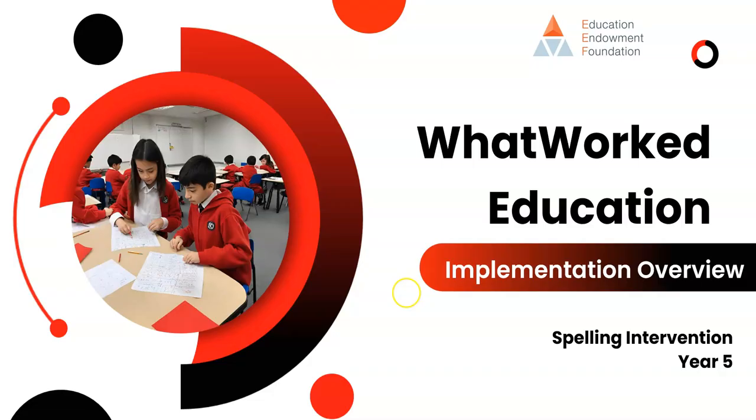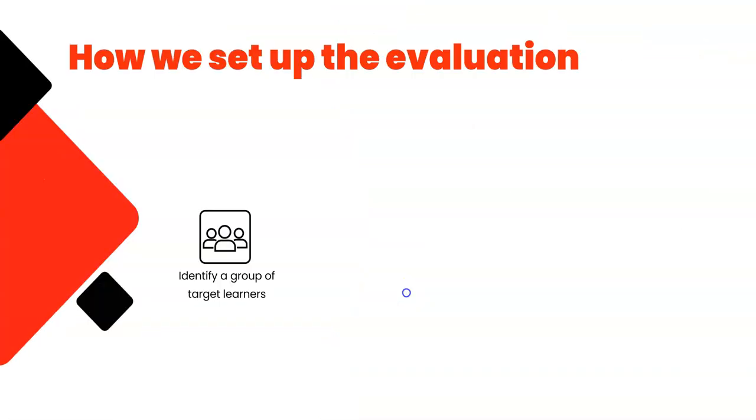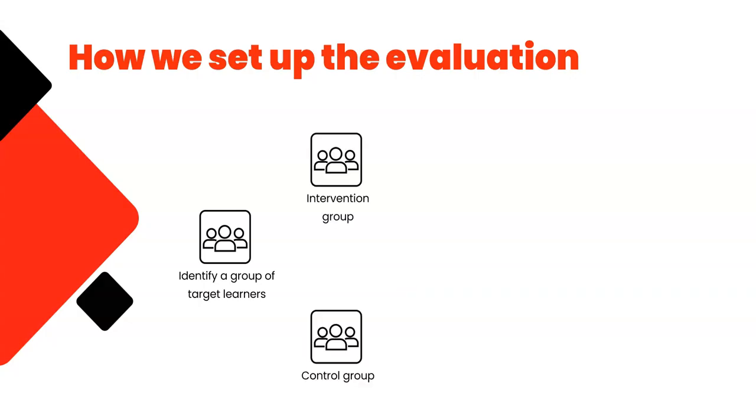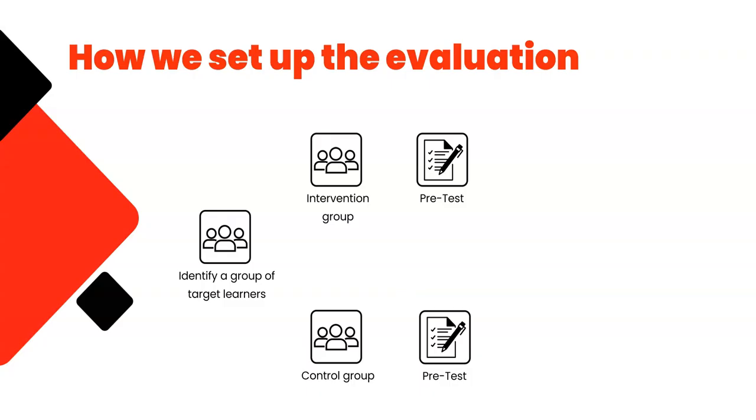Implementation overview. How we set up the evaluation. The first thing we ask you to do is identify a group of target learners. The What Works Teachers platform will randomly allocate these into the intervention and control. And then you will complete the pre-assessment spelling test with both groups.